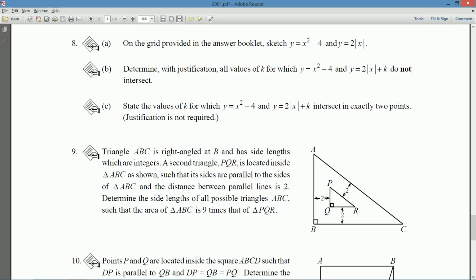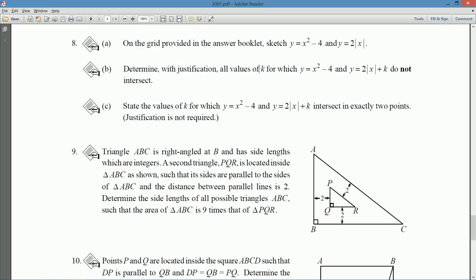So on to C part. State the values of k for which the same parabola, y equals x squared minus 4, and y equals 2 absolute value of x plus k, so the same function as last time, intersect in exactly 2 points. Justification isn't required. Well, we're going to try and give a little bit of justification here. I guess it might have been a difficult thing for them to work with.